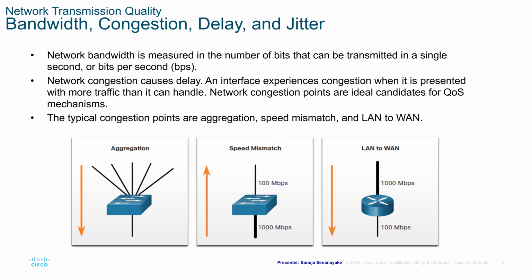Bandwidth, congestion, delay, and jitter. Network bandwidth is measured in the number of bits that can be transmitted in a single second, or bits per second, or BPS. Please make sure you understand that concept, because most ISPs will throw out words such as bandwidth and other related terms that may confuse you.